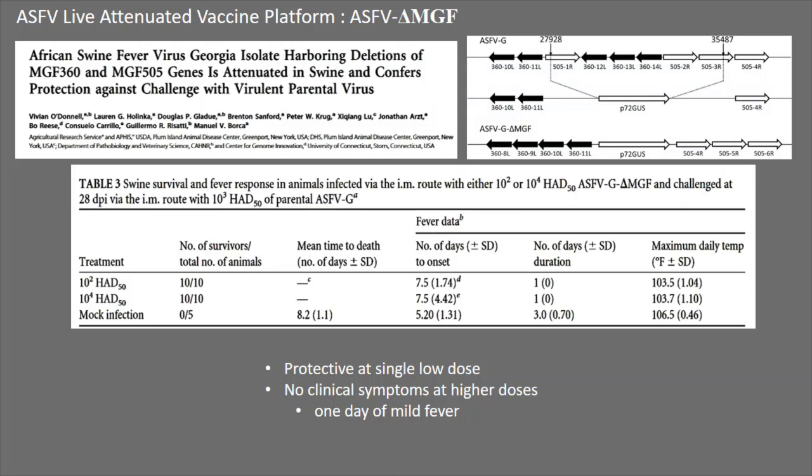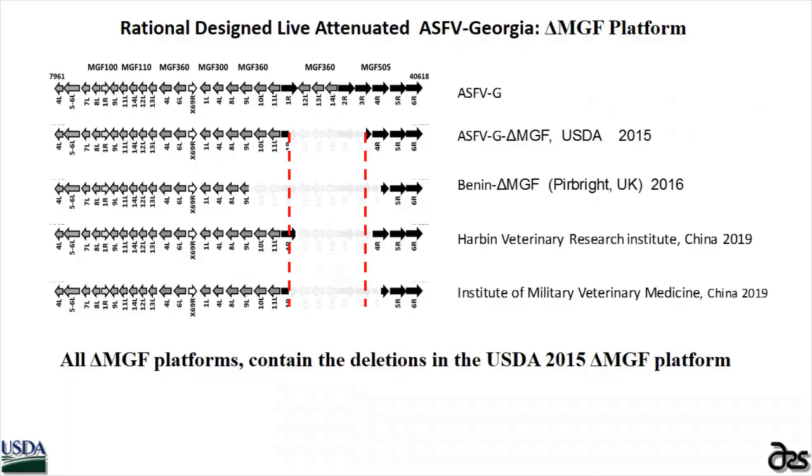The next thing we looked at was deletion of a group of genes that we call Delta MGF, which is actually deletion of 6 genes in the MGF family. And this deletion virus was, again, protective at a low dose, about 10 to the 2, and we didn't see any clinical symptoms at higher doses, and we only saw 1 day of mild fever. And this Delta MGF platform is obviously pretty popular because several other groups have used the exact same deletion.